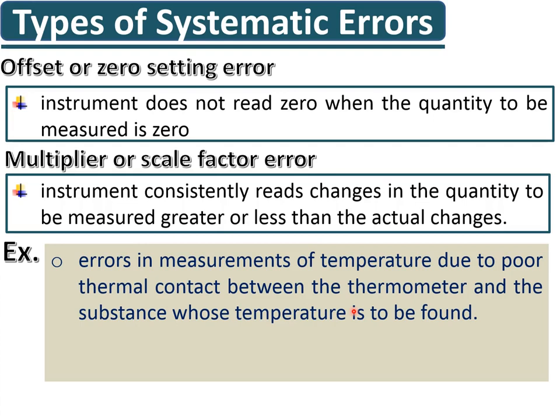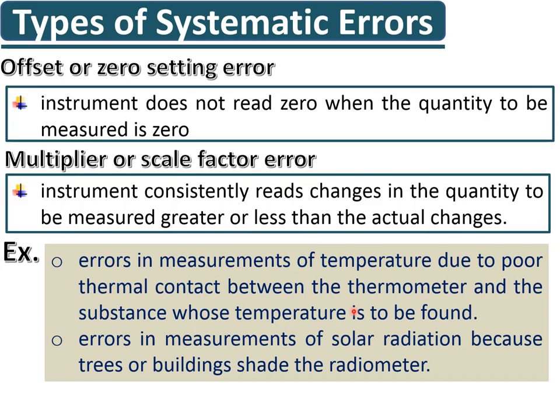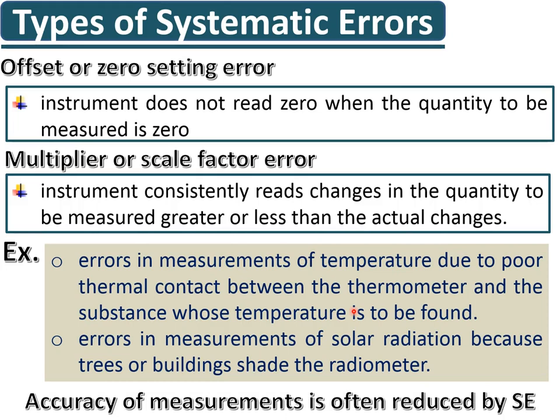Another example is the errors in measurements of solar radiation because trees or buildings shade the radiometer. As I mentioned previously, accuracy of measurement is often reduced by systematic error. The existence of systematic error makes problems in the accuracy of measurement. Next, I will differentiate between accuracy and precision, but I want you to pay attention that accuracy is connected to the systematic error.